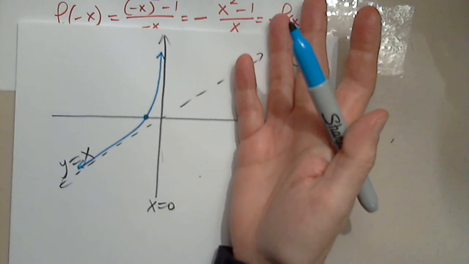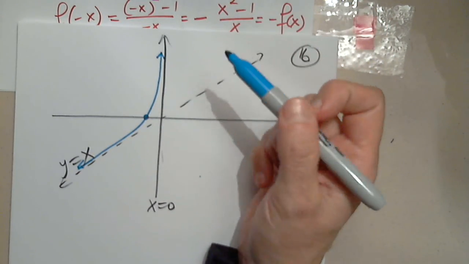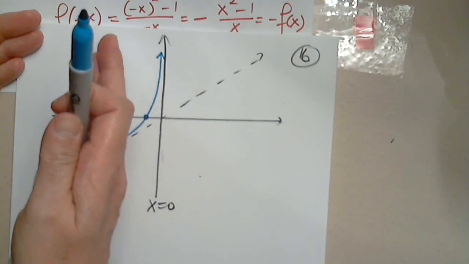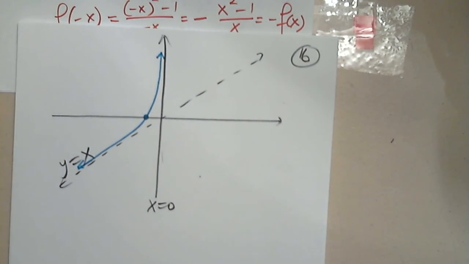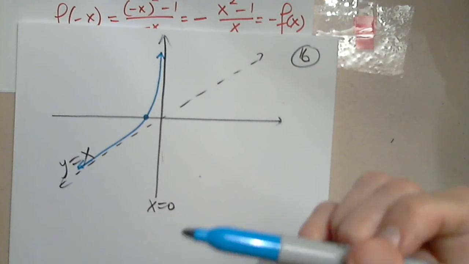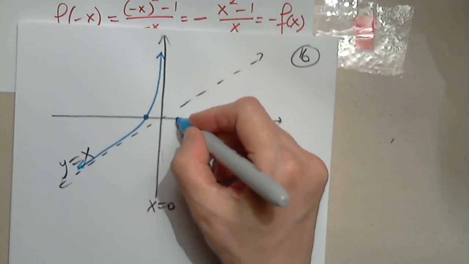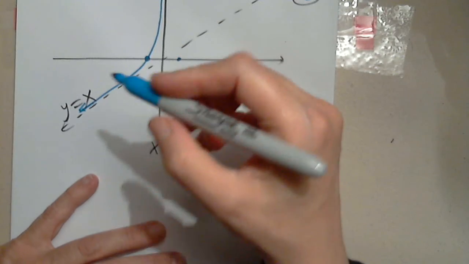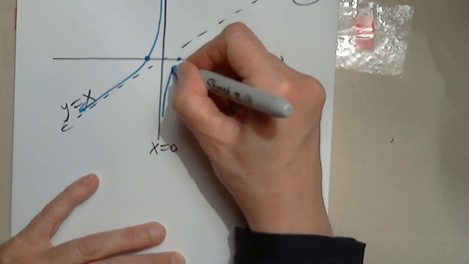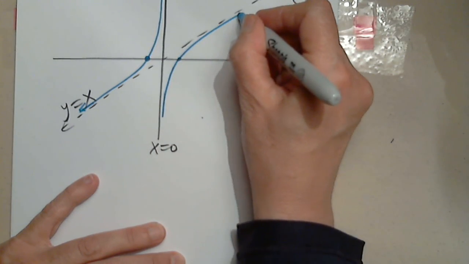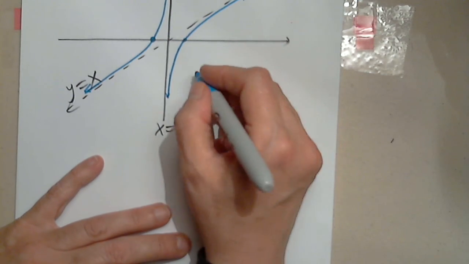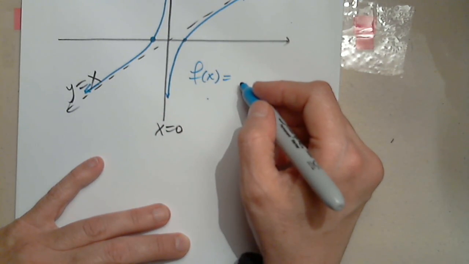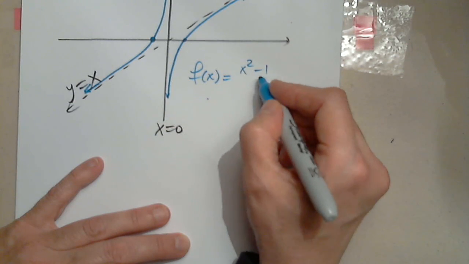On the other side, it has to be identical in the sense that it opens downward. It has to be odd, so everything has to be the same on the other side. So 1, 0. I don't even need the table anymore because the function is odd. And this is the graph of f of x equals x squared minus 1 over x.